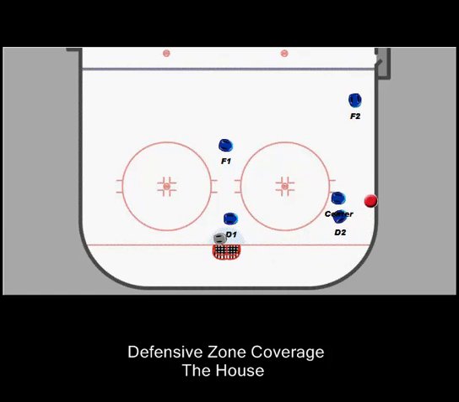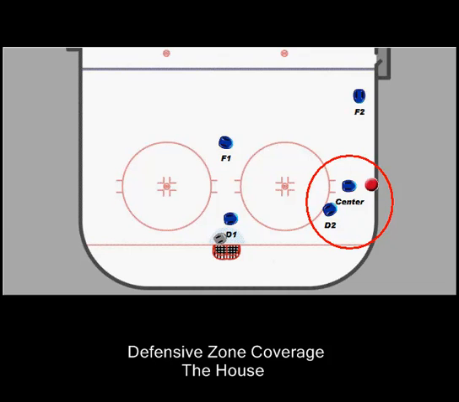So it's just a matter of one-on-one play and supporting the defender who's playing the one-on-one. So in this position, center comes up to take the puck carrier, and the defenseman is supporting the play. We're always looking for a good one-on-one battle where there's a turnover and the supporting skater can come in and pick up the puck.